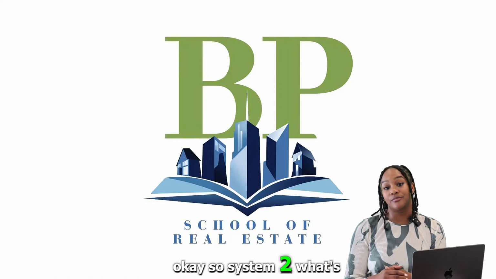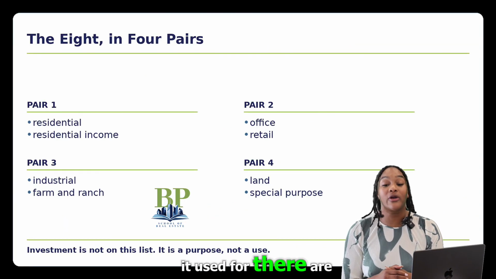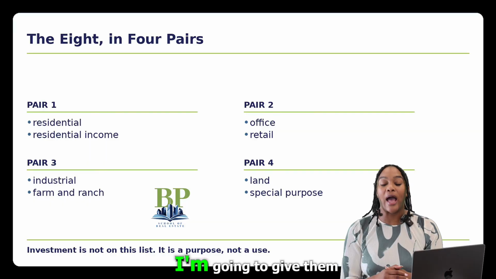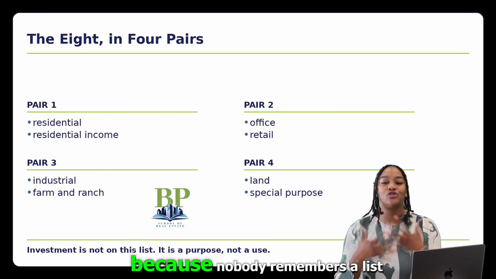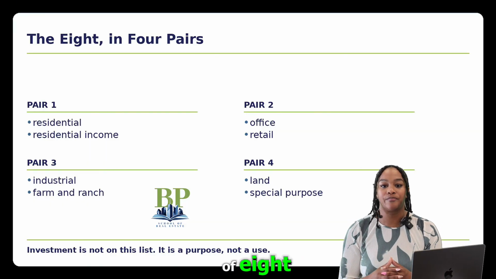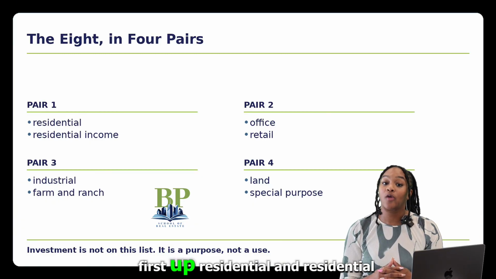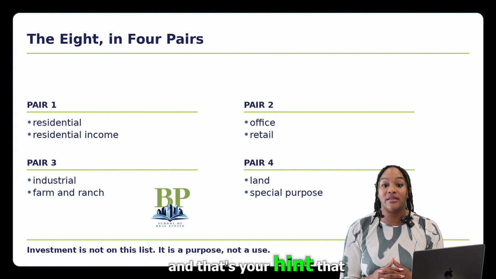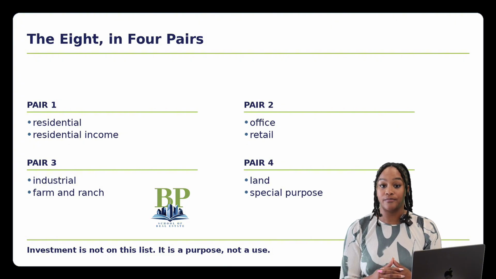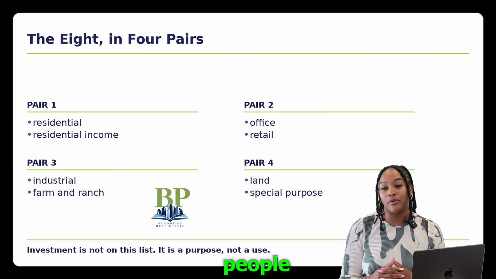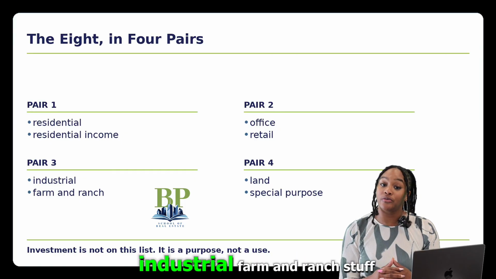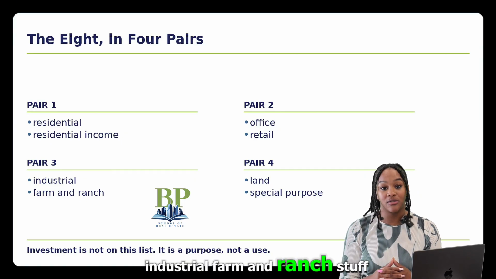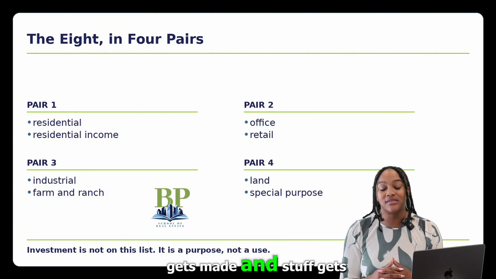Okay, so system 2. What's it used for? There are 8 categories. I'm going to give them in pairs because nobody remembers a list of 8. First up, residential and residential income. There's that phrase again. And that's your hint that these two systems are connected. Office and retail. Those are the 2 things people actually mean when they say commercial. Industrial, farm, and ranch. Stuff gets made and stuff gets grown.